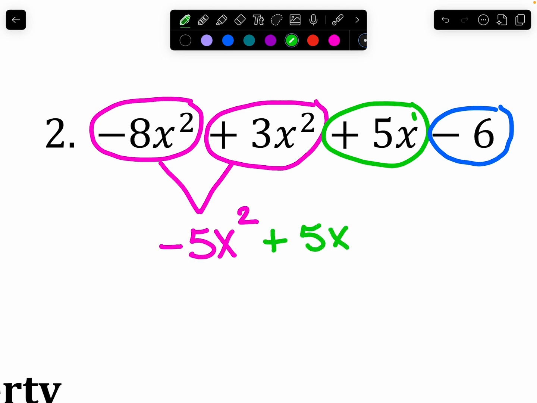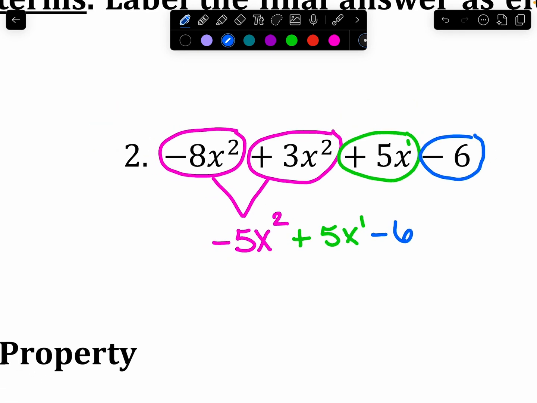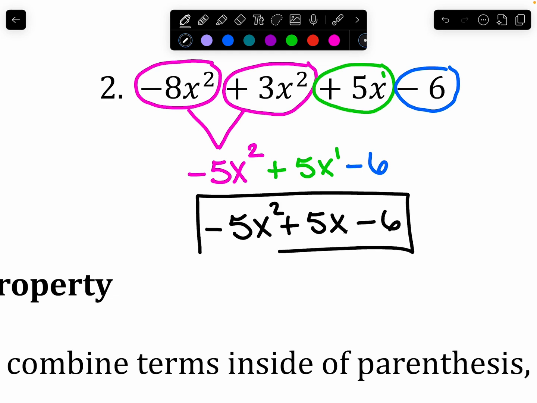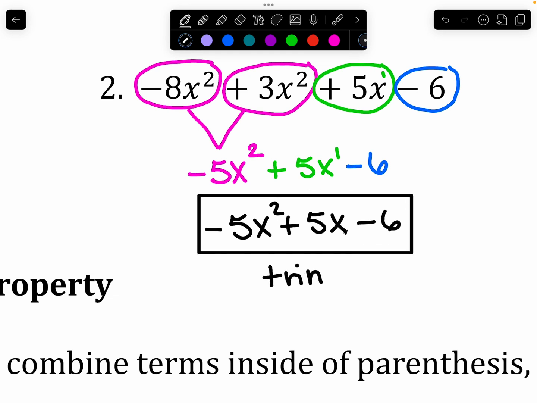I'm going to bring down my positive 5x to the first. It doesn't have anything to get added with. And then I'm going to bring down my negative 6 because that also doesn't have anything to get added with. And my final answer is going to be exactly what I have here. Now, when I look at this, hopefully you can see that I have 3 terms, and this will be a trinomial.